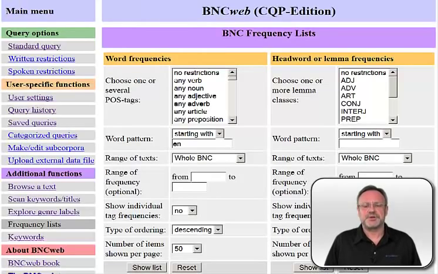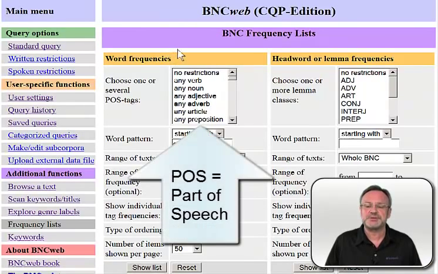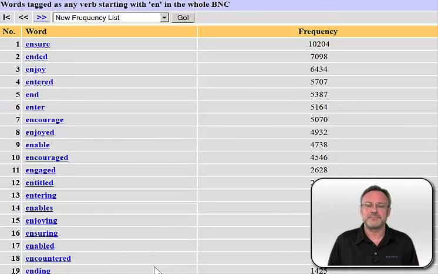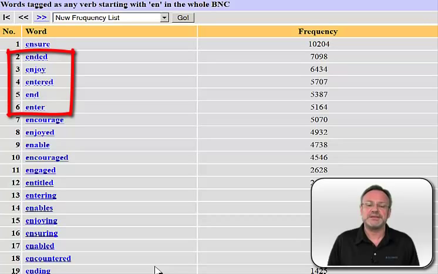So let's return and modify our search option. For example, we could restrict the search result to a particular part of speech. So let's select any verb and start the search again. Now the result is much better. However, our list still contains verbs where en occurs initially but is not a prefix.